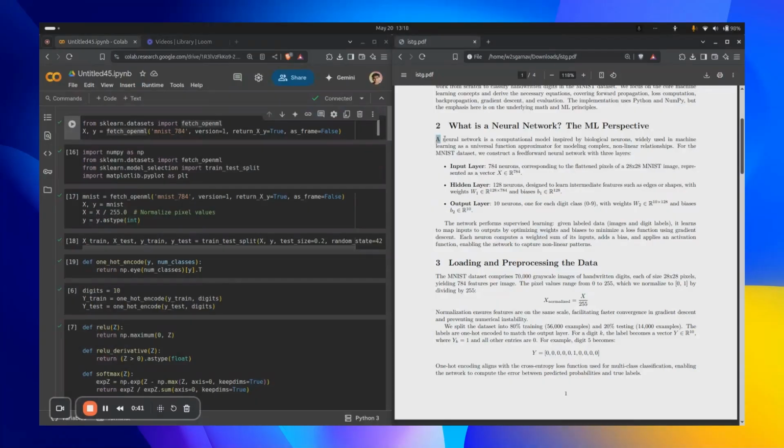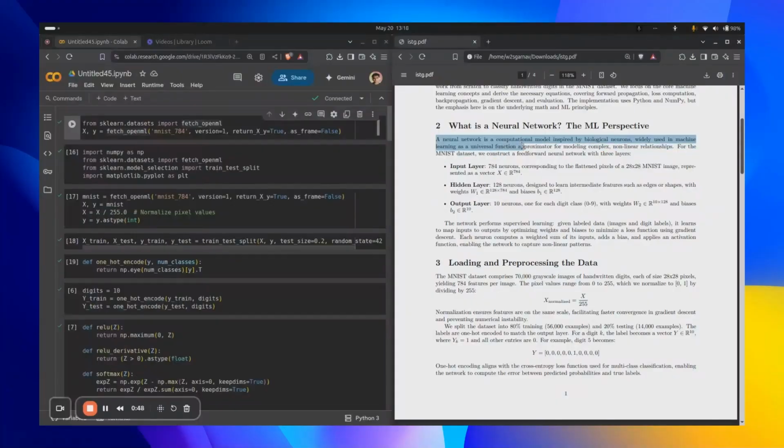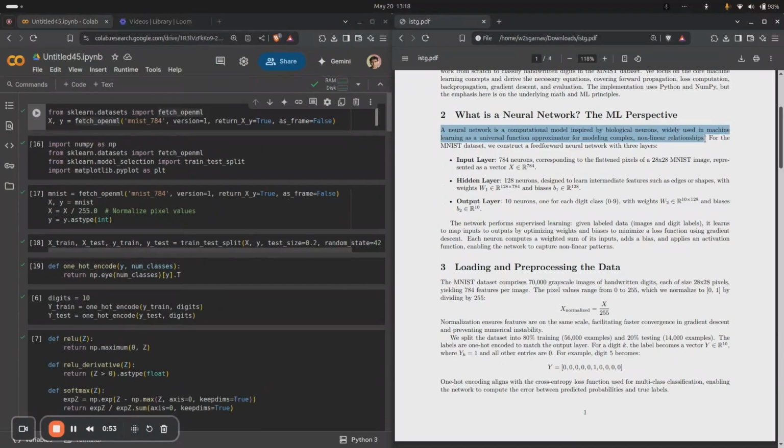So what is a neural network? A neural network is a computational model inspired by biological neurons, widely used in machine learning as a universal function approximator for modeling complex or nonlinear relationships. For the MNIST dataset, we construct a feed-forward neural network with three layers.